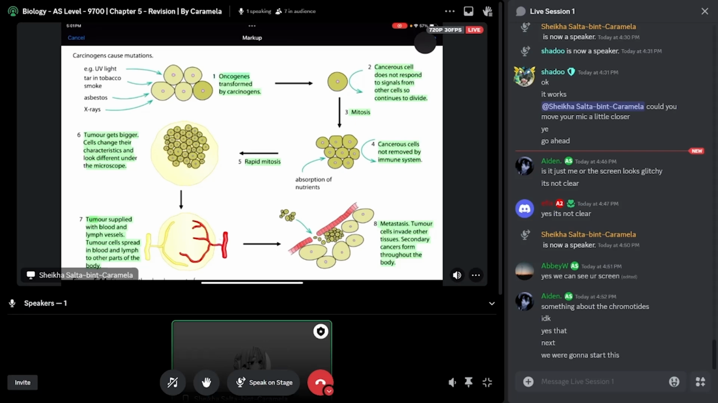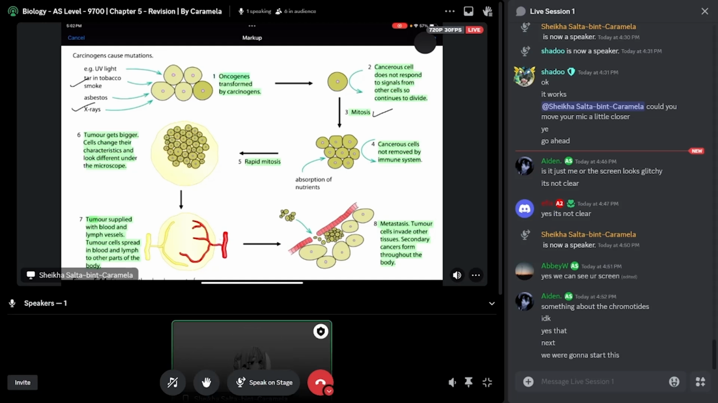Okay, so carcinogens such as UV light, tar and tobacco smoke, asbestos, we don't need to learn this, X-rays as well, will cause your cells to become cancerous. These are oncogenes, transformed by carcinogens. These cancerous cells do not respond to signals from other cells and continue to divide. It just starts dividing uncontrollably, and other cells will be signaling it to stop dividing, but it won't happen. Then it will divide through mitosis, and after mitosis, cancerous cells are not removed by the immune system. The immune system won't be able to remove these.